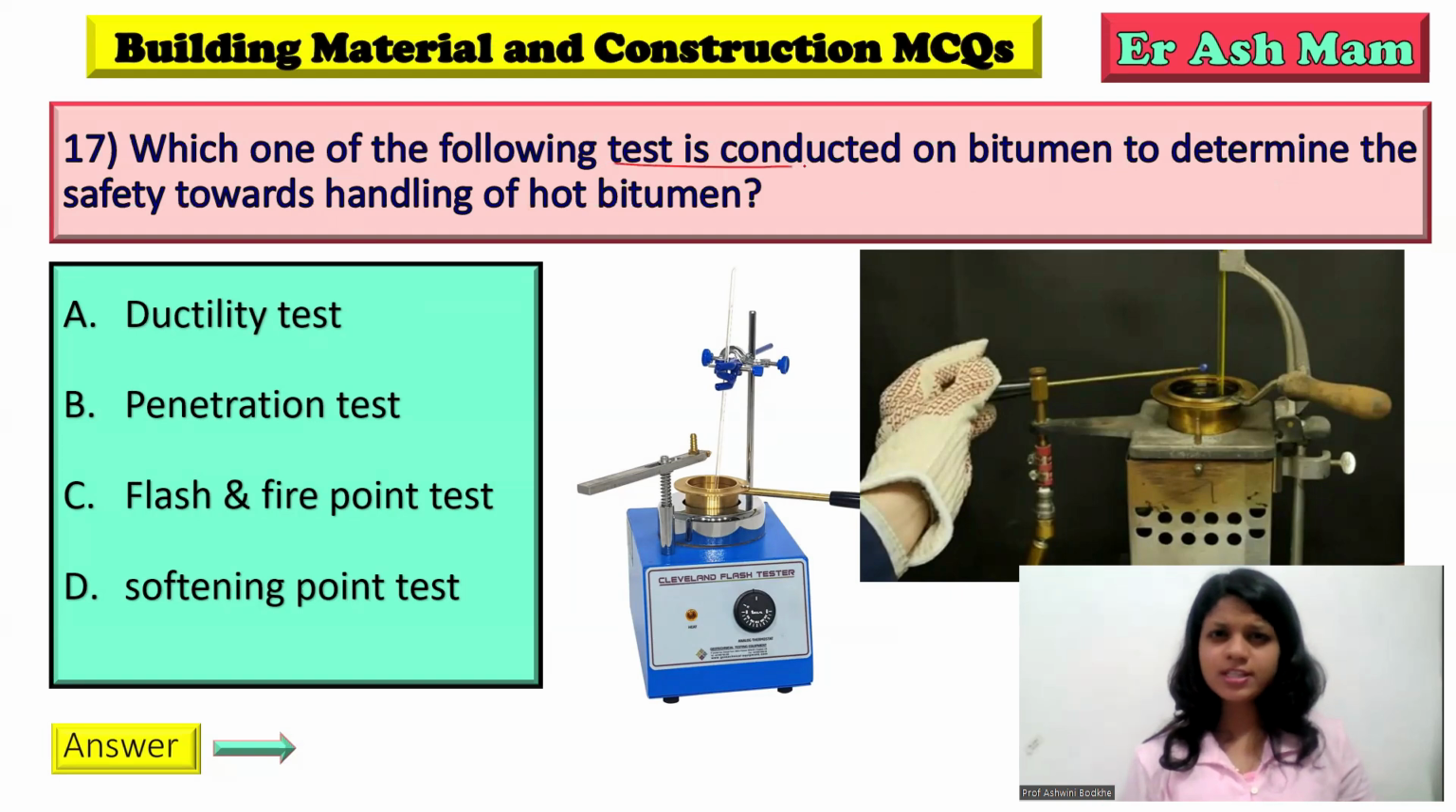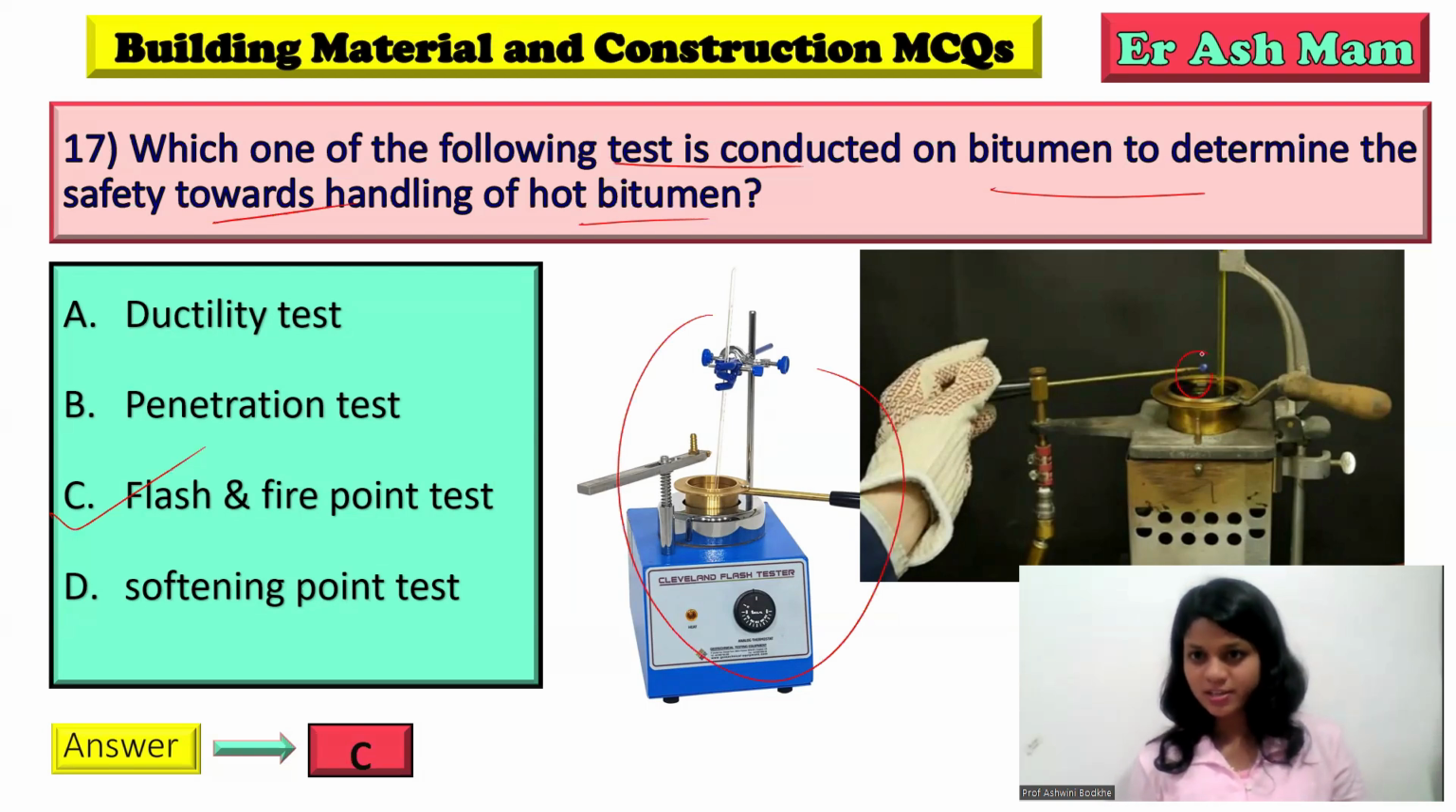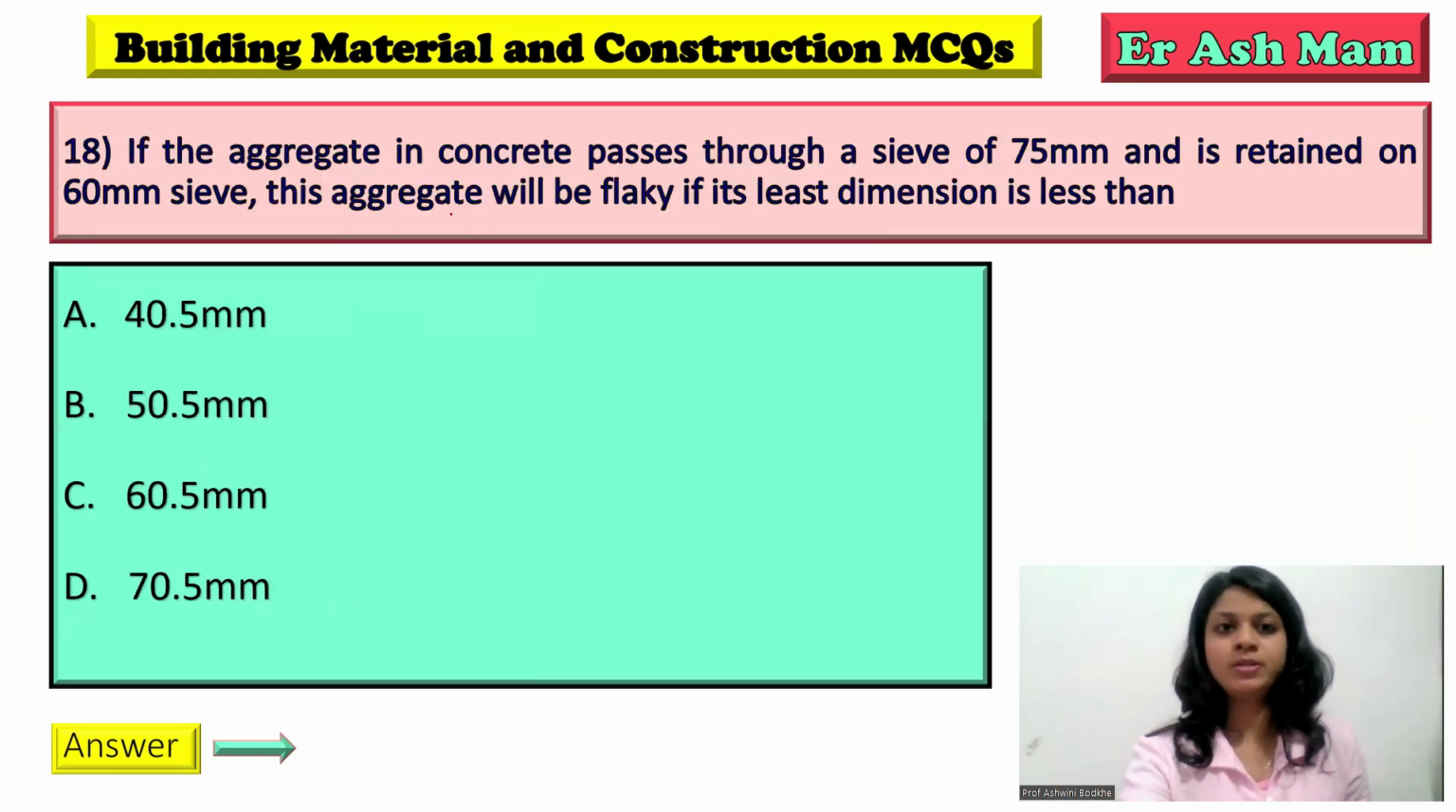Which one of the following tests is conducted on bitumen to determine the safety towards handling of hot bitumen? Okay, so answer is flash and fire point test. Answer is C. You can see here this is an apparatus for the flash and fire point test. You can see the fire, and bitumen is placed inside this apparatus, and you can test hot bitumen. It determines the safety towards handling of hot bitumen.